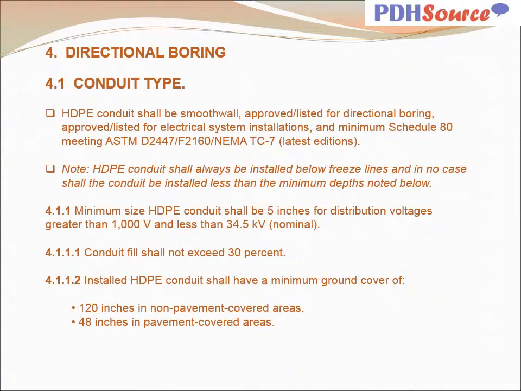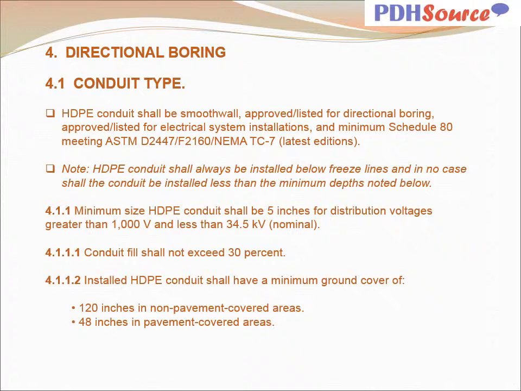HDPE conduit shall be smooth wall, approved listed for directional boring, approved listed for electrical system installations, and minimum schedule 80, meeting ASTM D2447, F2160, and NEMA TC7. Note, HDPE conduit shall always be installed below freeze lines, and in no case shall the conduit be installed less than the minimum depths noted below.